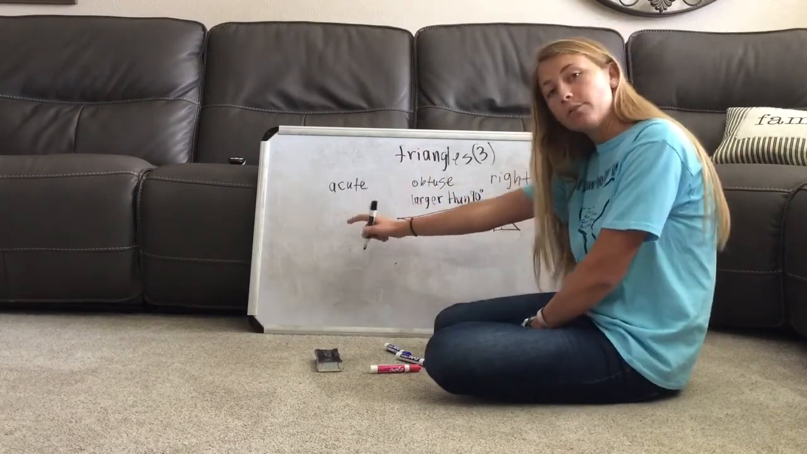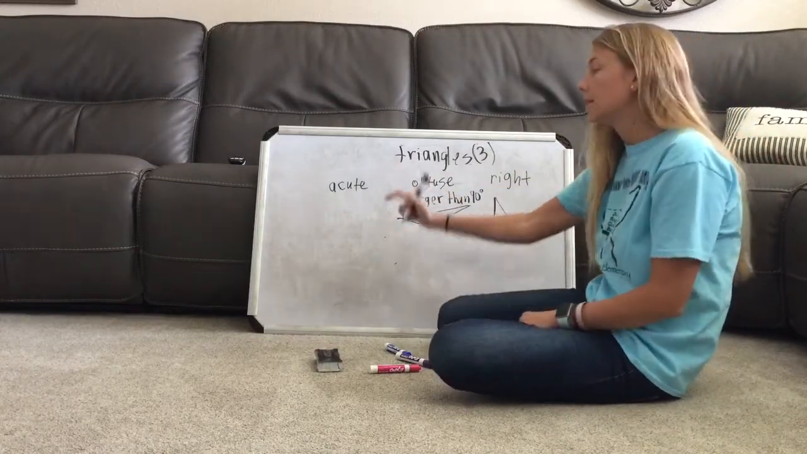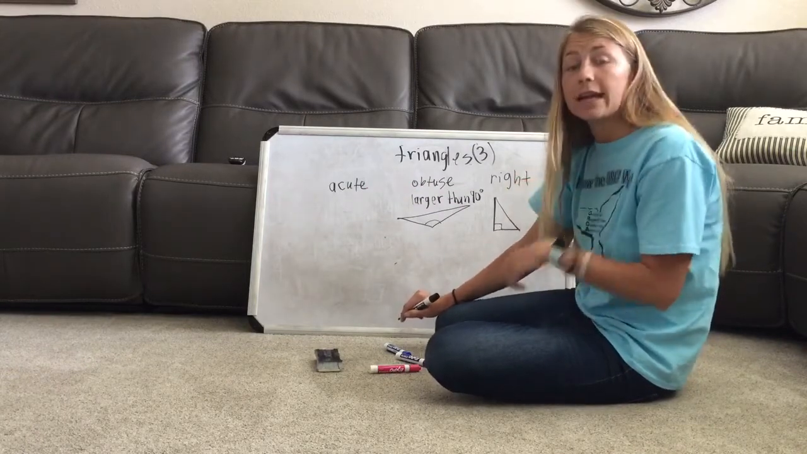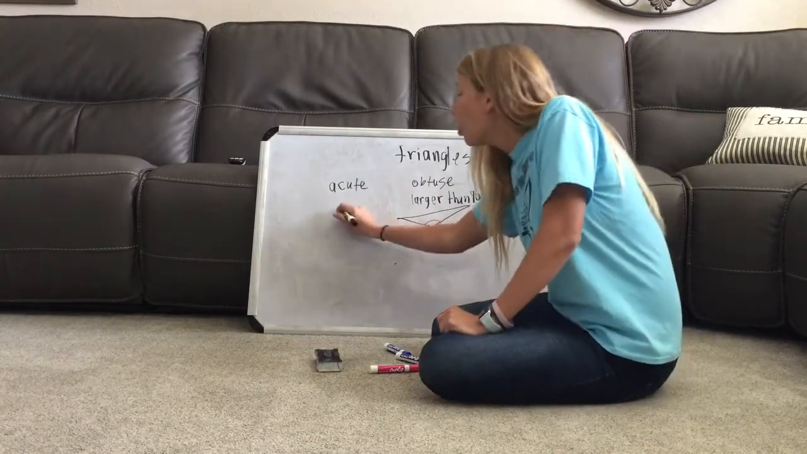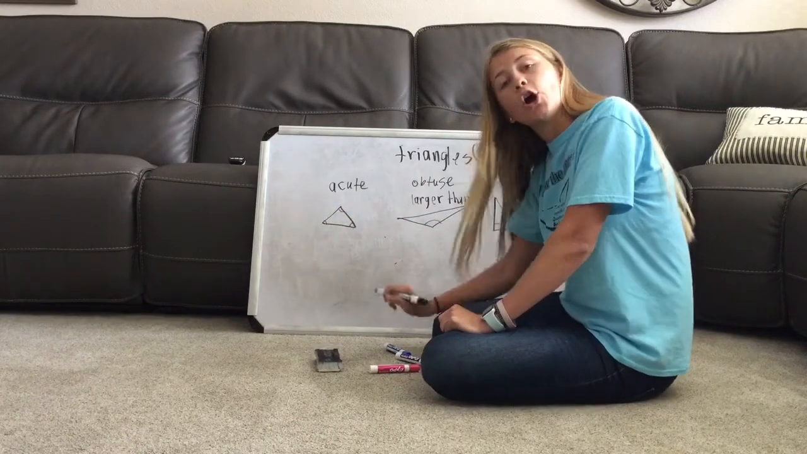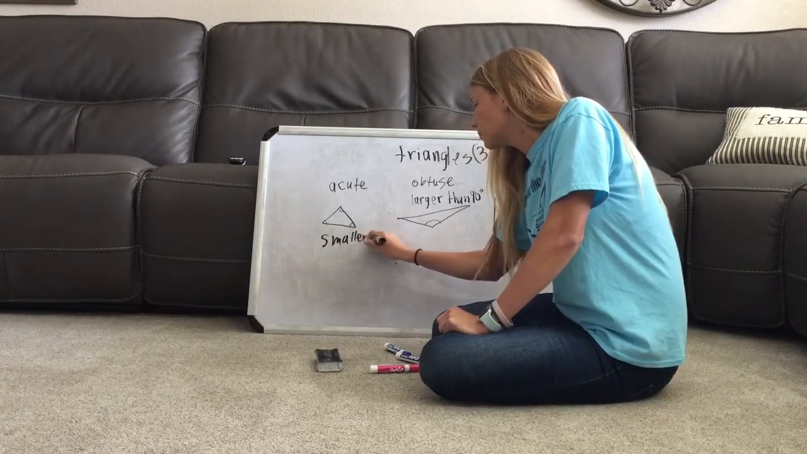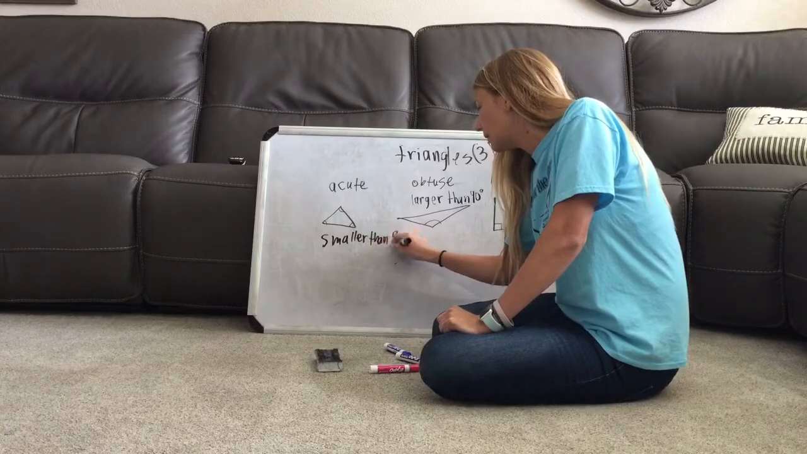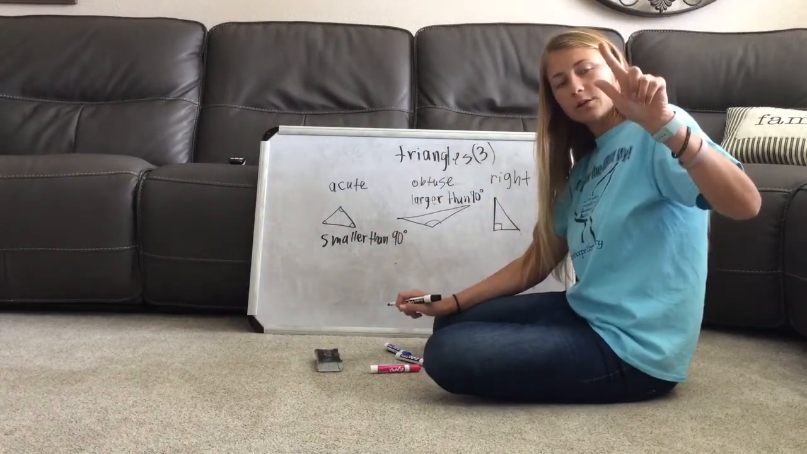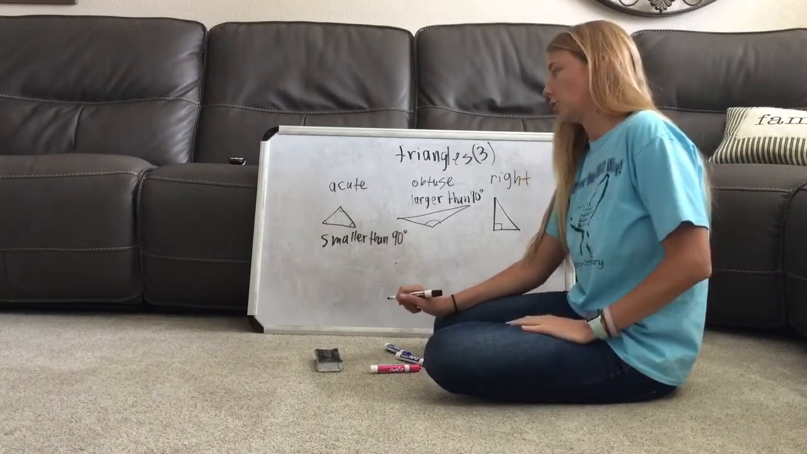An acute triangle: if there's no obtuse angle, there's no big angle, then it's going to be an acute triangle. I like to remember, it's so cute. It has these cute little angles. All of the angles inside the triangle are tiny. They're all smaller than 90 degrees. So if you took a corner and you shrunk it a little bit, that's what an acute angle is. It's smaller than the corner. It's smaller than 90 degrees.